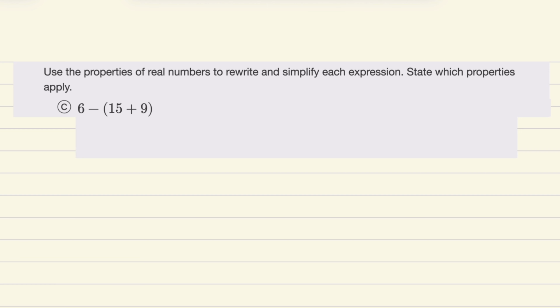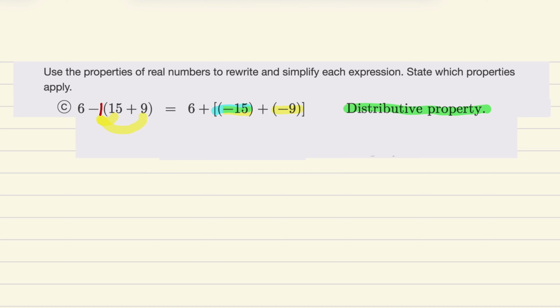For C, we have 6 minus parentheses 15 plus 9. And at first glance, this looks like we could use the associative property. However, that would have to be all addition, and since we have subtraction, I can't use the associative property. However, if I think of this as a -1 times that parentheses, I can multiply -1 times 15 to be -15, and -1 times 9 to be -9. And again, this was based on the distributive property.